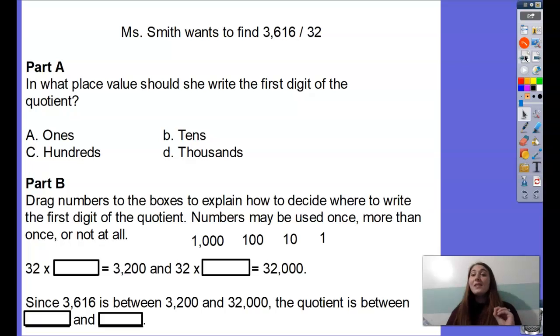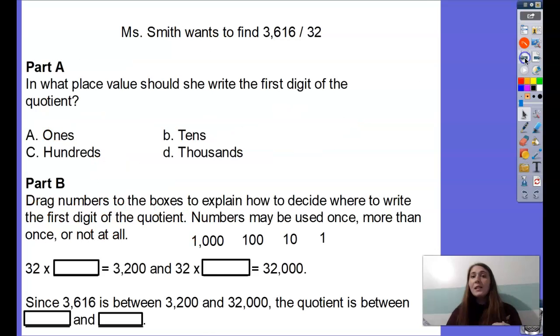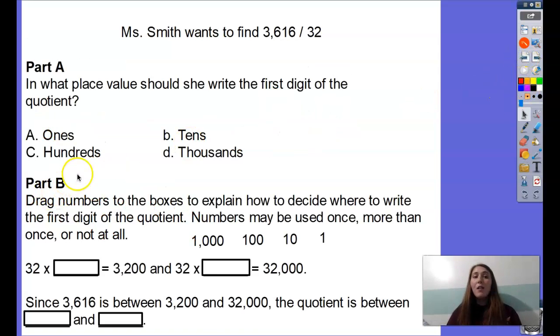Now the question does not ask me to solve the problem and find my answer. The question is asking me, in what place value should she write the first digit of the quotient? Which we know, when we look at this, thousands was too big. So, we started in the hundreds place. So, the answer that I will click on the test is hundreds. I'm going to go ahead and circle that here.